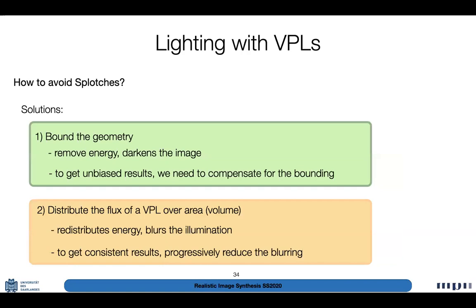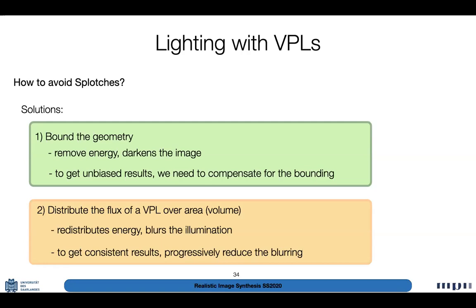There are two different solutions to handle this issue. The first one is that you somehow bound the geometry term. Once you bound it, it starts removing energy, but it's done very mechanically. So it results in darkening of the image. There is some loss of illumination, but there are some compensation terms derived to avoid this bias and keep the full illumination of the image.